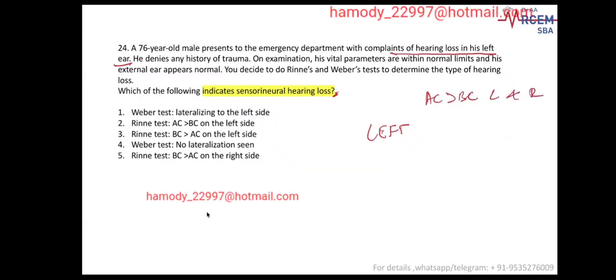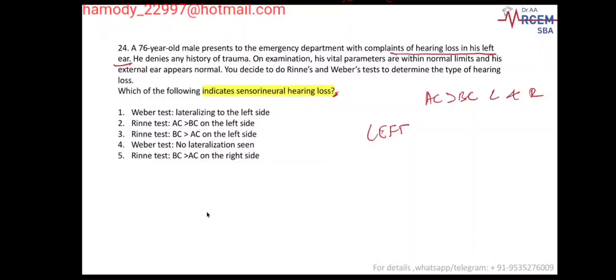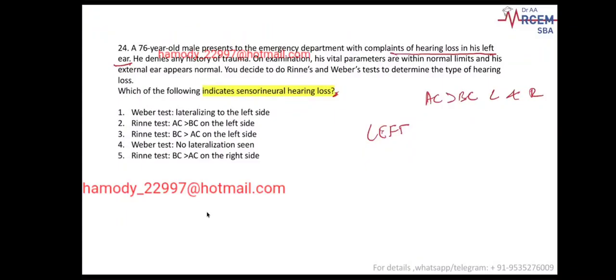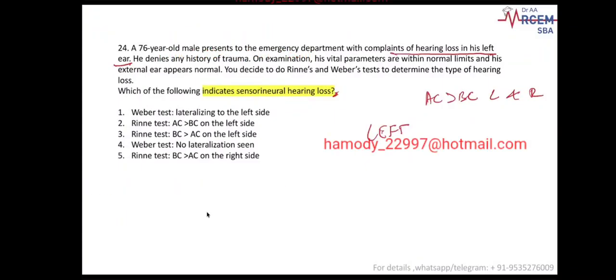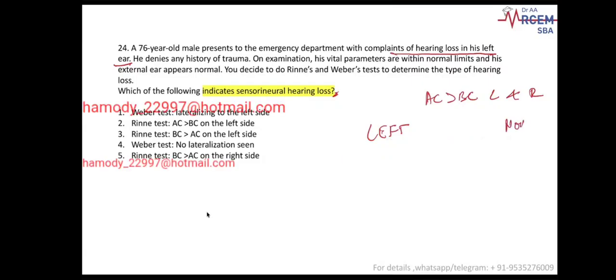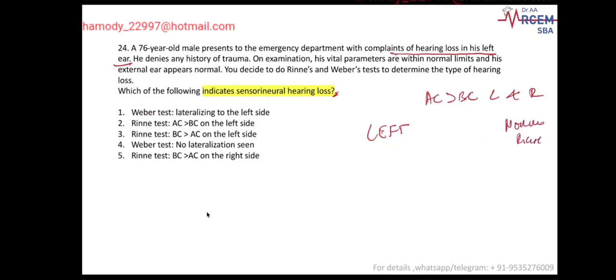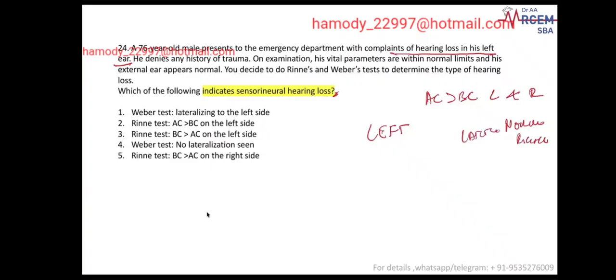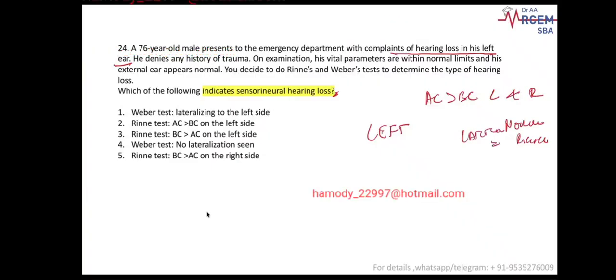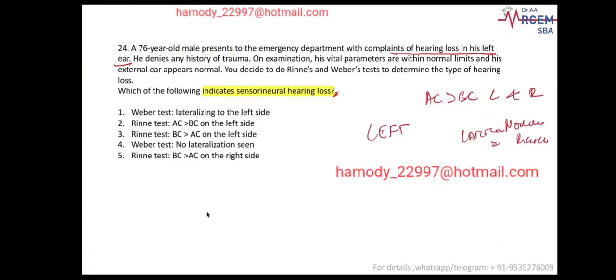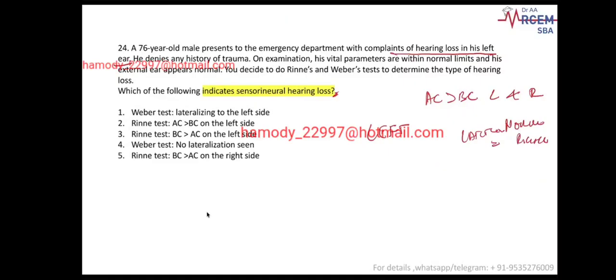Okay. Next, Weber's test. In Weber's test, what happens in sensory neural deafness? It will be lateralizing to the normal ear. Normal ear here is the right. So lateralization to the right ear will be present. First, write it like this. Or think like this before you choose the answers.